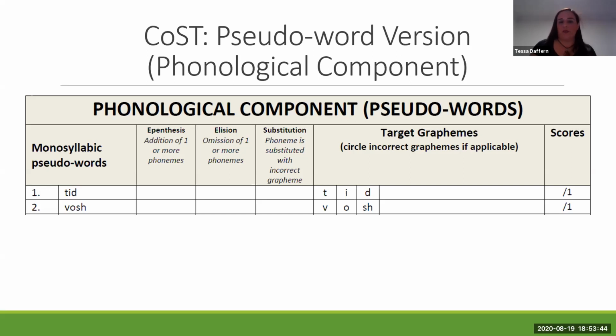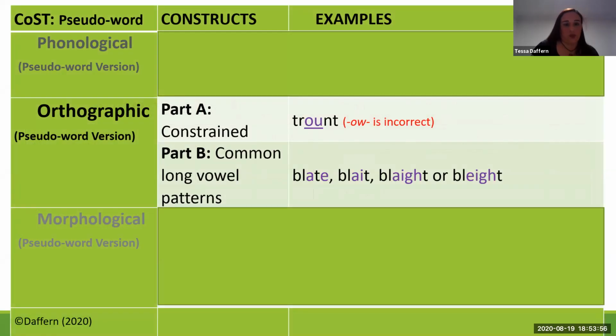And that provides further insight into the kinds of phonological errors that might be happening in some of these words that are incorrectly spelled. The orthographic component has two parts. The first part looks at those constrained or context-sensitive positions. So, for example, I mentioned this earlier, the ow diphthong. Does the student know whether it's OU or OW?